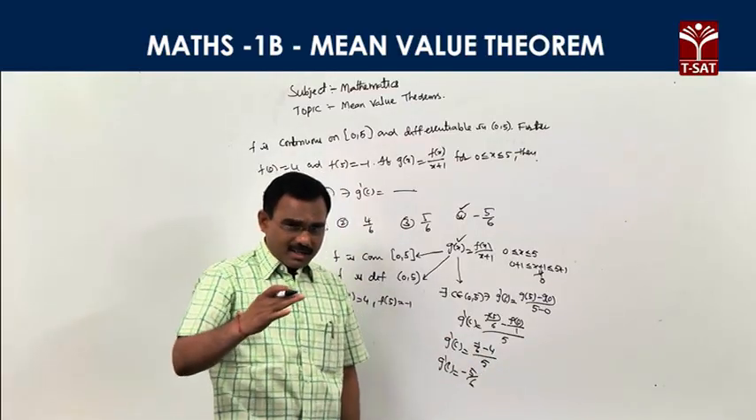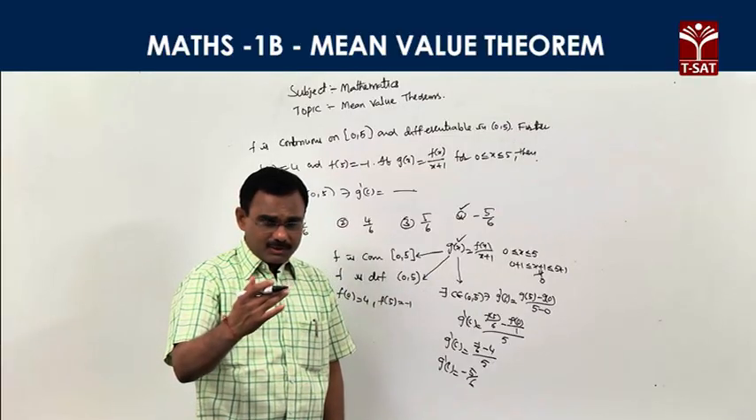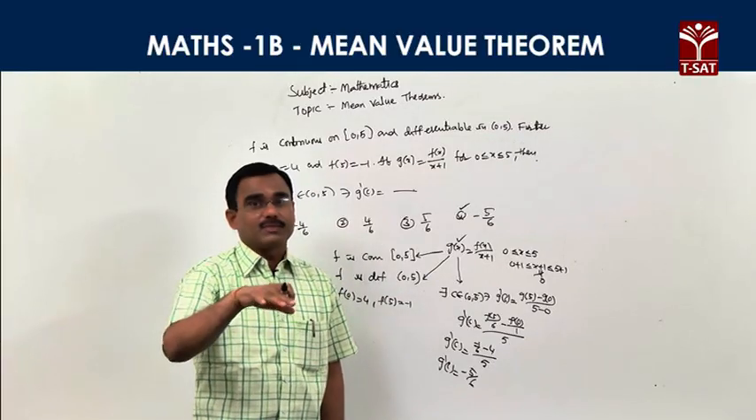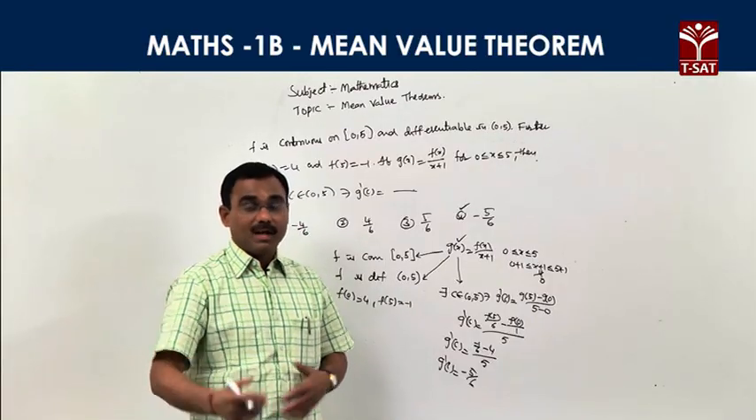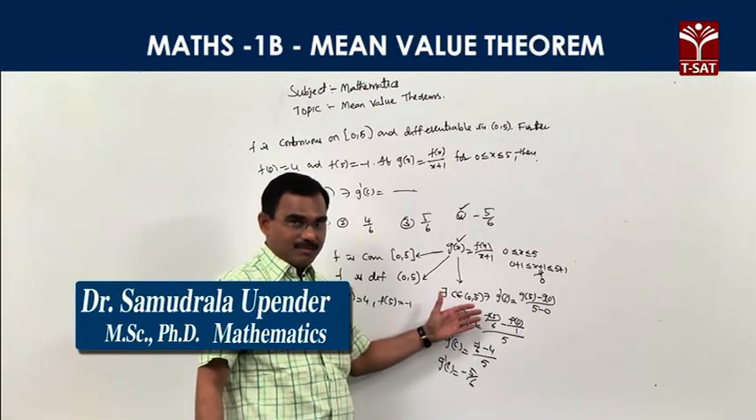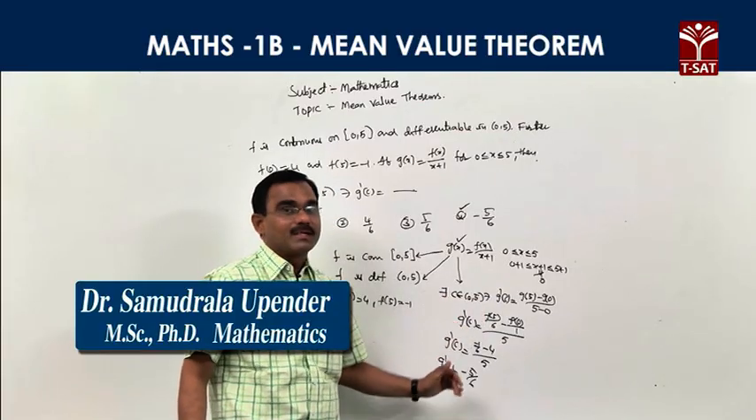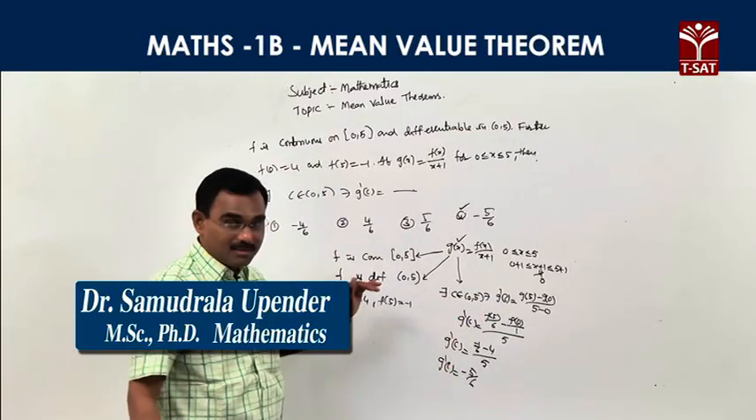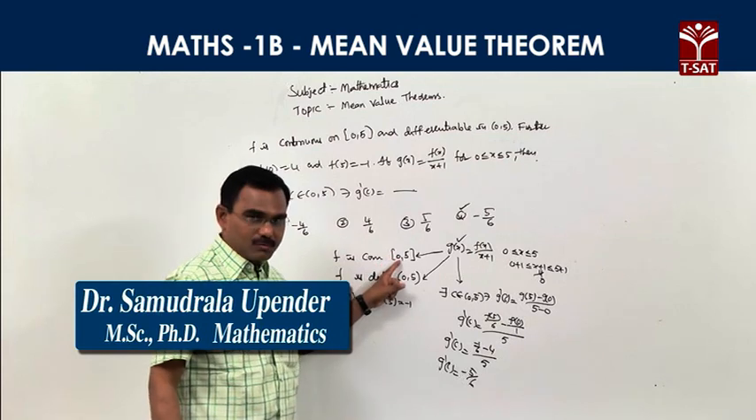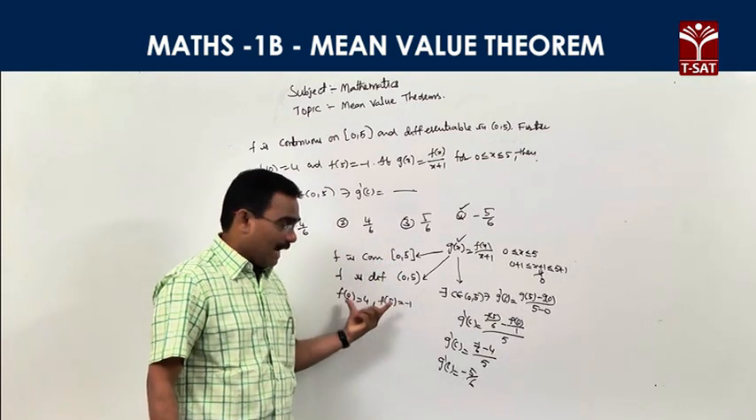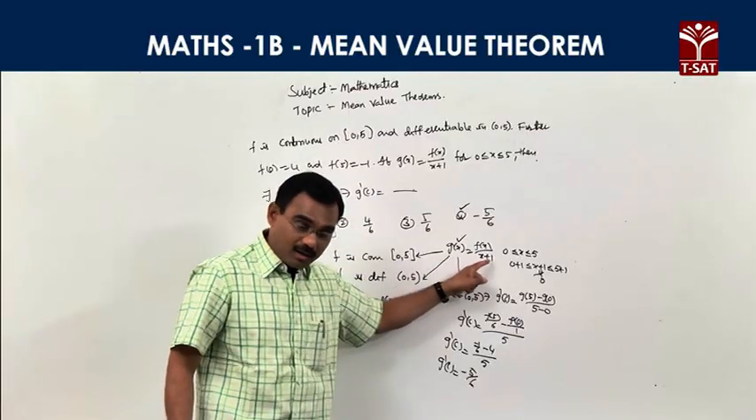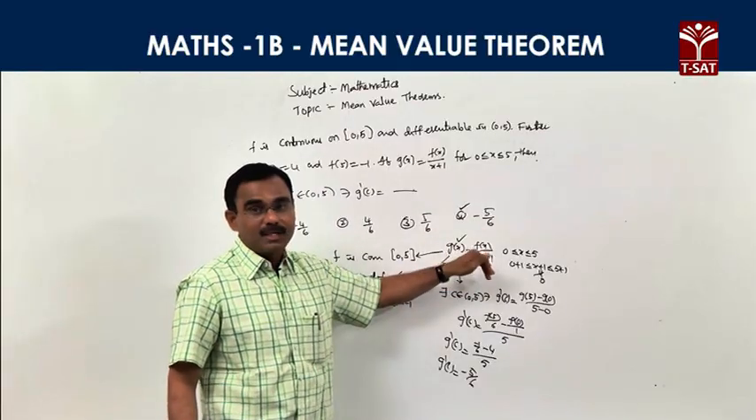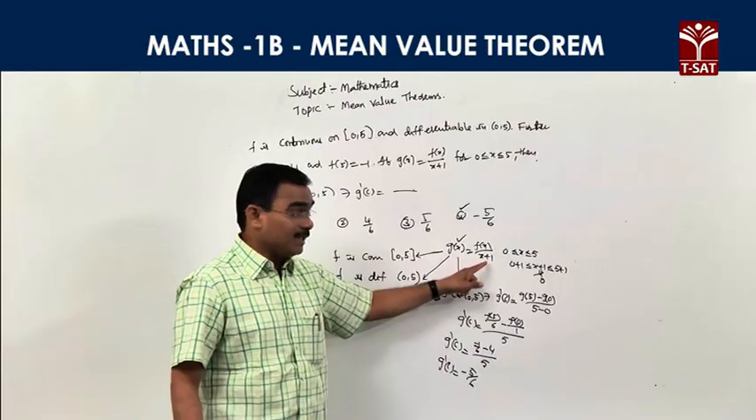Here we are not directly applying Lagrange's mean value theorem to the function f of x; f of x is defined in terms of another function g of x. Now apply Lagrange's mean value theorem to the function g, and we get the result. First, given f is continuous, f is differentiable, and at the endpoints the function values are given. g of x is defined in terms of f of x, and the denominator is x plus 1.